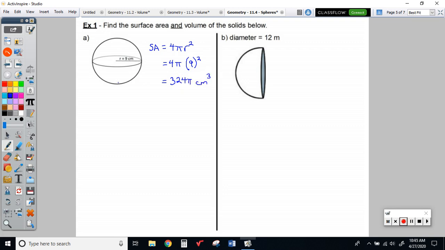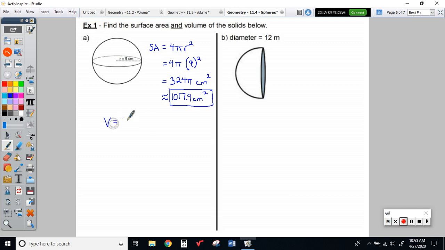So we have 324 pi centimeters squared. We're doing area for this first calculation. So it's 9 centimeters times 9 centimeters. It's centimeters times centimeters for centimeters squared. This would be approximately 1017.9 centimeters squared to the nearest tenth. So exact answer, pi form, approximate answer there.